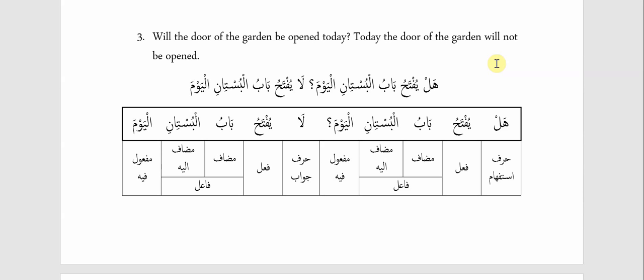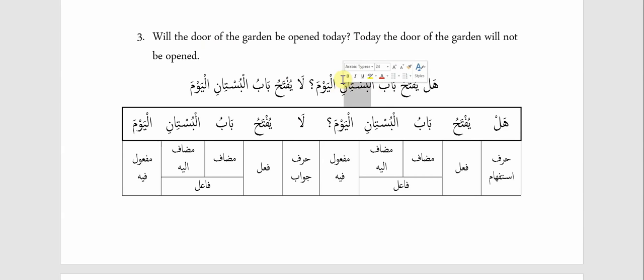So fataha yaftahu is the madi and mudari for ma'ruf, known door. Futiha yuftahu is your majhul version of madi and mudari. So, the door of the garden be opened today. So, yuftahu, will be opened. So, what is your na'ib fa'il? Your replacement of the fa'il is going to be babul bustani, the door of the garden. Bab here is door, and al bustan is garden.